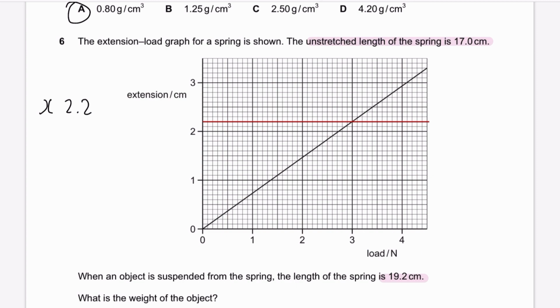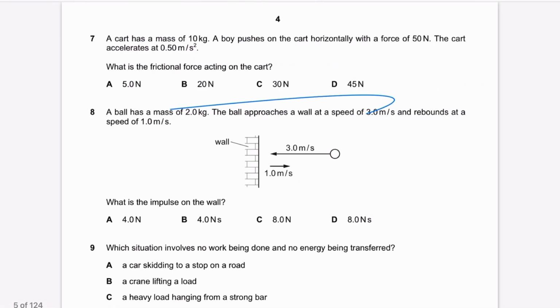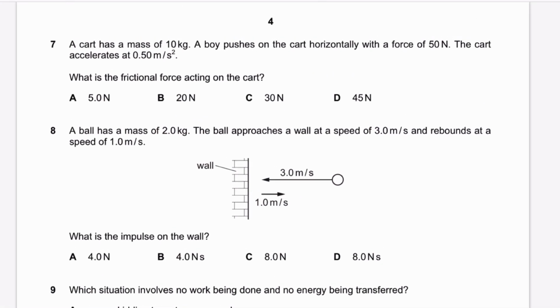Let's go down from here. Where does it land? It lands exactly at 3. So the answer for number 6 will be 3 newtons, D. Okay. Question number 7.